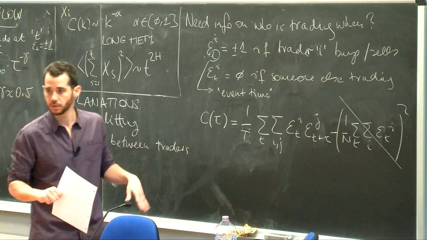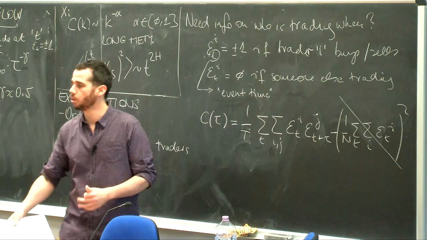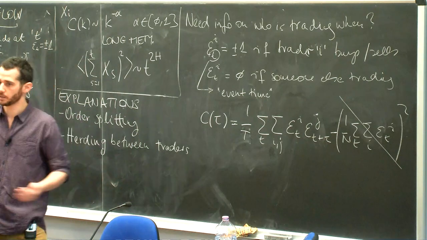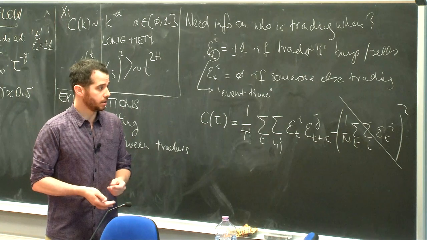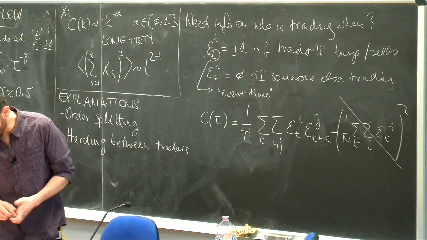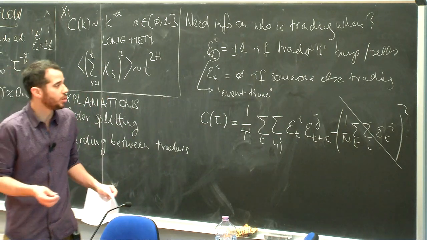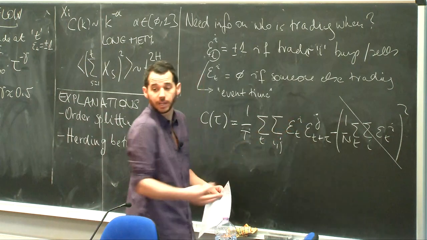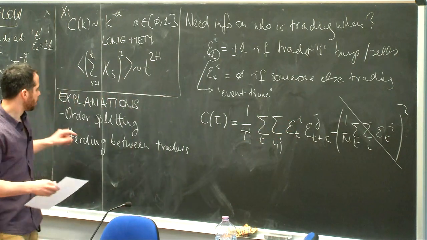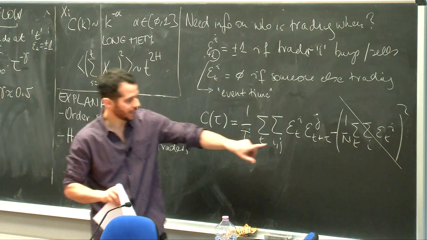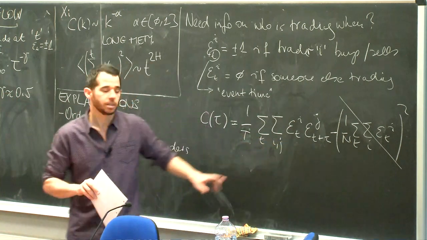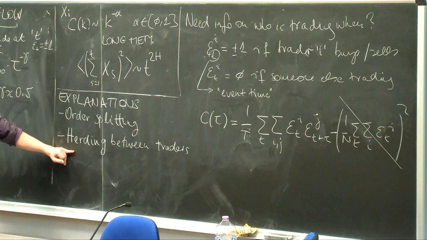On average, this is very small, close to zero. If you have long data, there is no one who is buying for years, he would own too much. So sometimes he's selling, and on average it becomes zero. So this is the type of correlation that we have. You can already see in a trivial manner what we care about here, splitting and herding. Splitting will be the cases when i equals j, so it's the same actor at t and t plus tau. And herding will be when i is different from j.